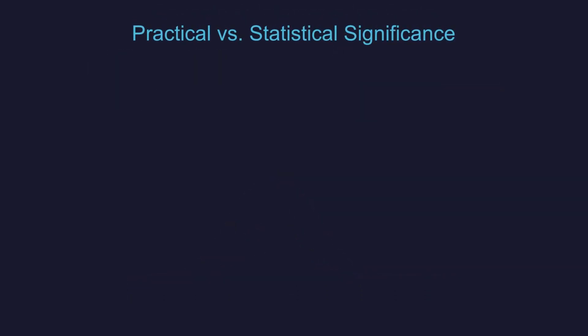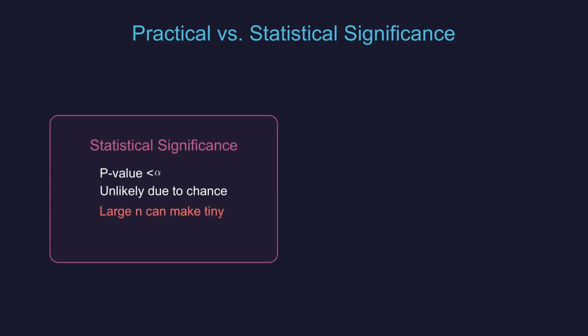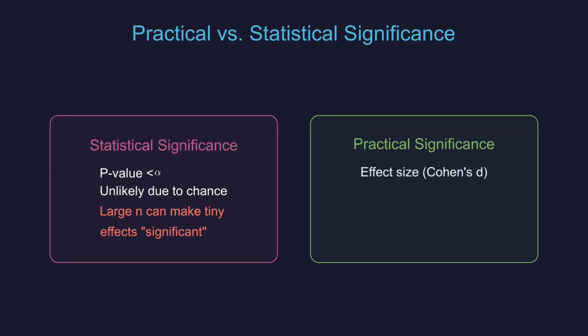Finally, let's distinguish statistical from practical significance. Statistical significance means the p-value is below alpha, suggesting the result is unlikely due to chance. But with a large enough sample size, even tiny, meaningless effects can become statistically significant. Practical significance asks whether the effect matters in the real world. Cohen's d is not influenced by sample size. The best practice is to always report both the p-value and an effect size measure.